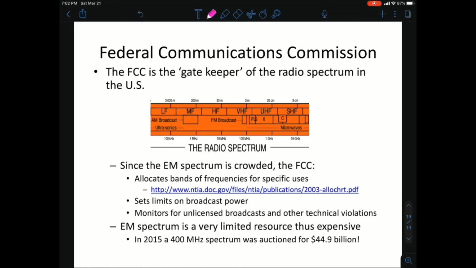When there are bands that are available, they go on sale for people to say, hey, this is my frequency band, this is what I'm going to own, I'm going to put all my communications on it, and that can actually get pretty expensive. 400 megahertz of spectrum was auctioned for $44.9 billion. So that is a pretty valuable asset, and it's governed throughout the world. The FCC does it here in America, so just be aware of that.